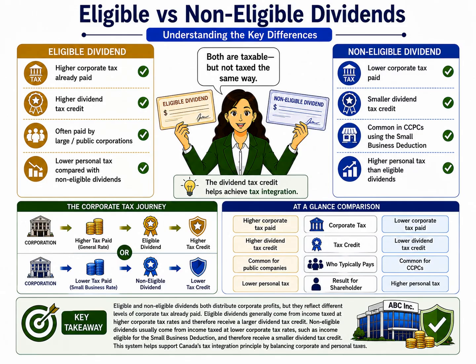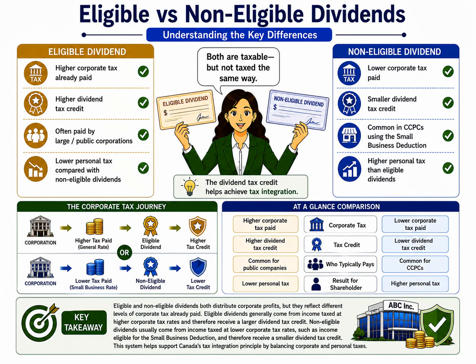If we compare the two side by side, the differences become much clearer. Eligible dividends are linked to higher corporate taxes and provide a larger dividend tax credit, while non-eligible dividends are linked to lower corporate taxes and provide a smaller dividend tax credit. Although both dividends are taxable, the amount of personal tax ultimately paid by the shareholder is different because the dividend tax credit has been adjusted to reflect the corporate tax already paid.